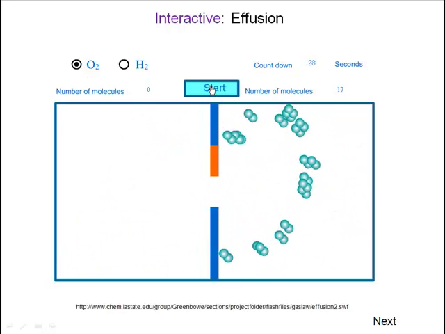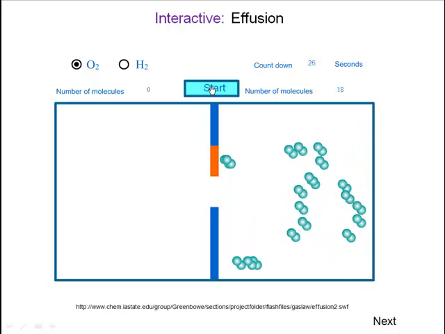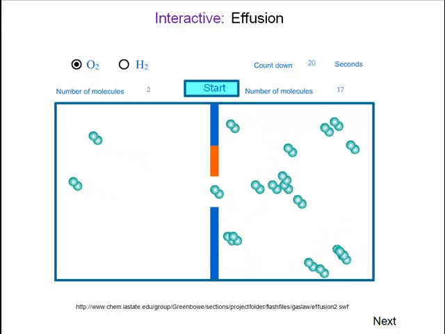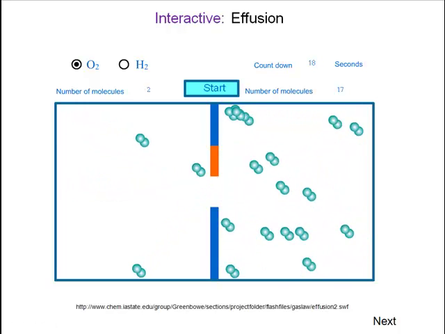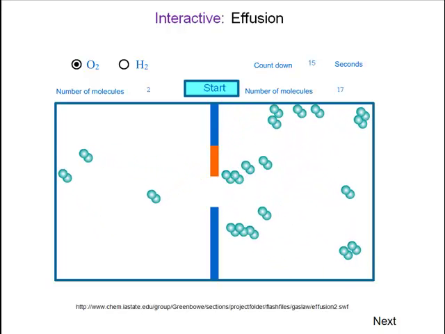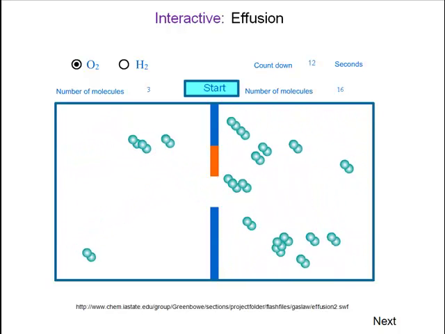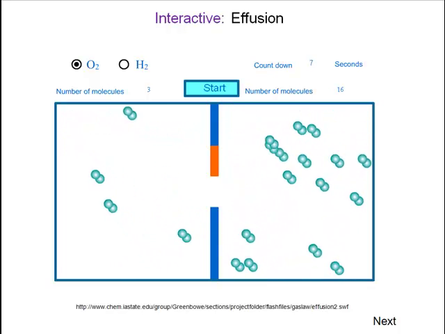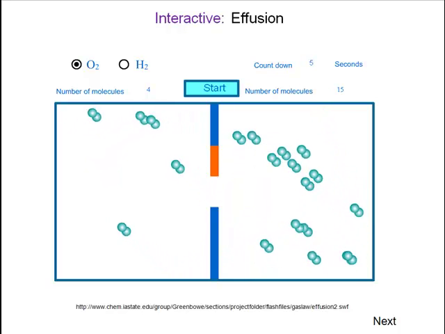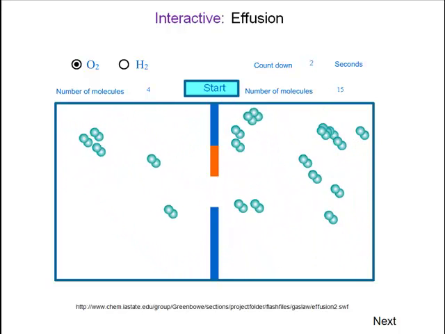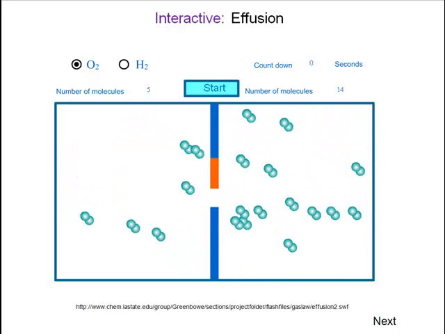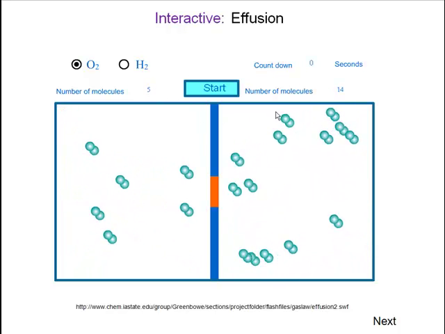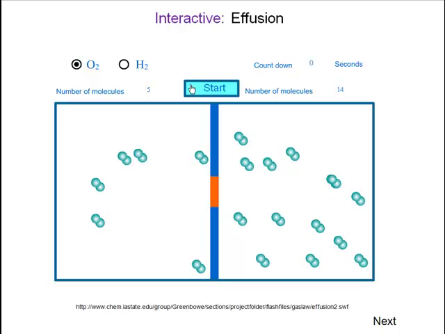Now let's do it with oxygen. Why don't they collide together? Because it's a simulation done by Iowa State. They decided not to go with all the different velocities and how they can change. It's easier just to do an average speed. All right, it says 5, but there's 6. We know it's off by a little bit.